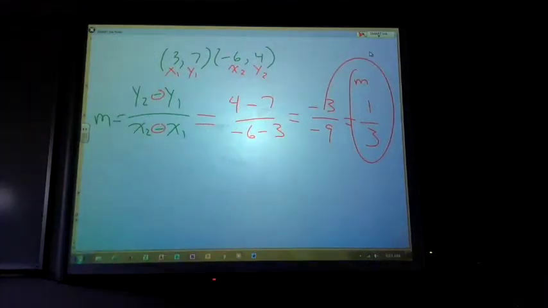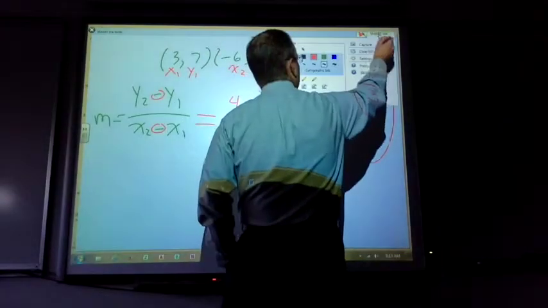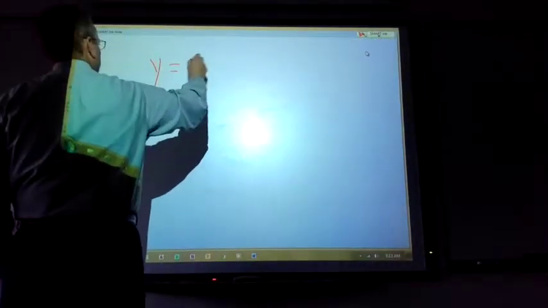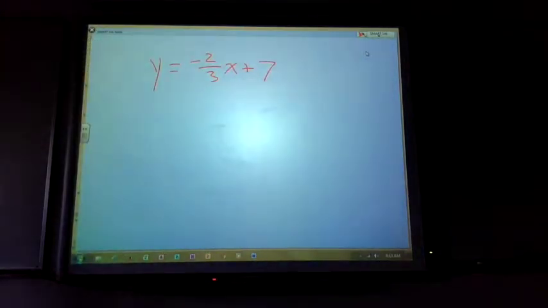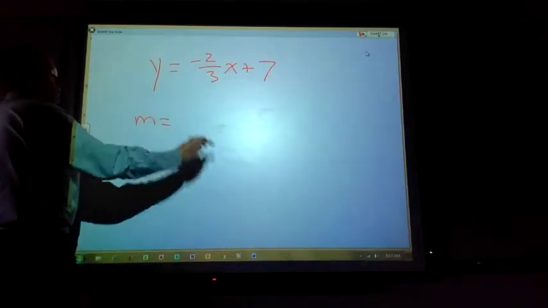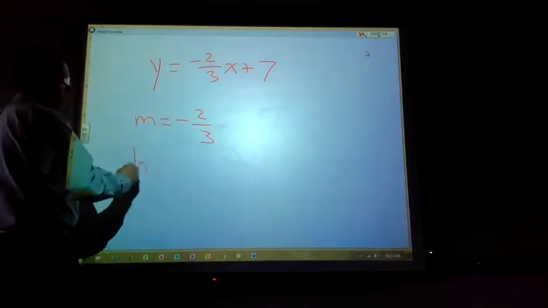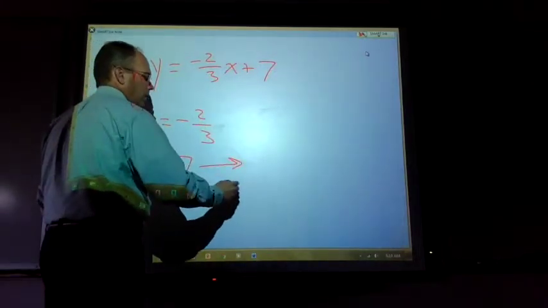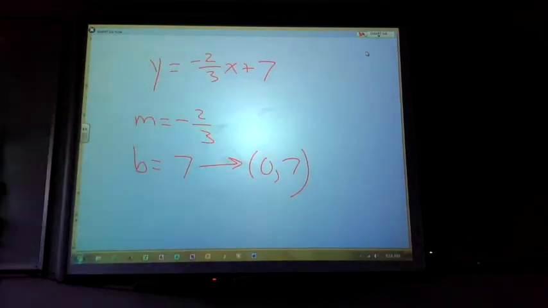Okay, that's pretty easy. What about if we had this? What is the slope? Negative 2 over 3. What's the y-intercept? 7. So the y-intercept is actually a point, so it should be 0, 7. Because 0 means it doesn't go right or left, and it just goes up 7.